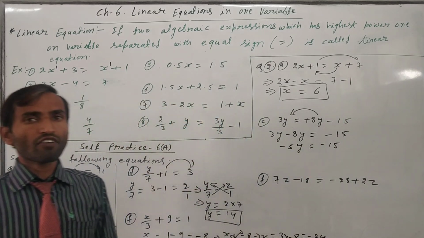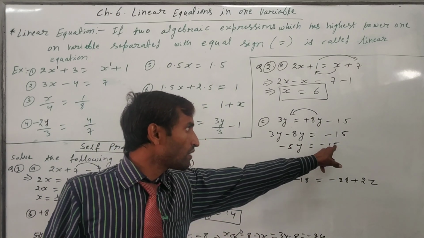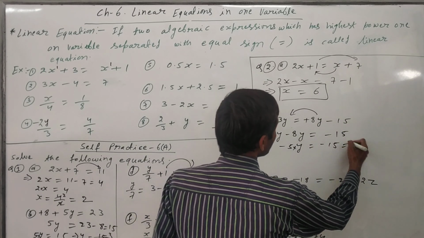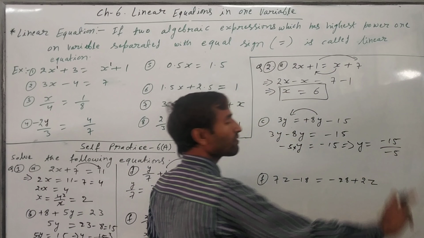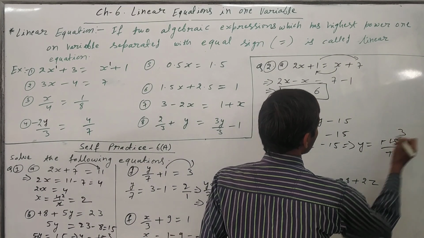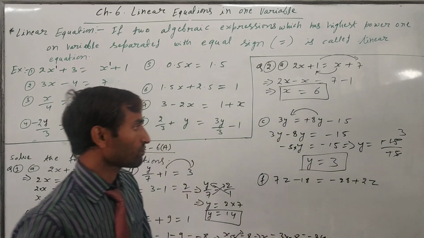Now again we have to find the value of y. So again we will transpose this minus 5 to this side. Here the multiply sign is there, so this will go to that side. Then y will come minus 15 divided by minus 5. It will go as divide. Minus minus will get cancelled and 5 3s are 15. So y value is equal to 3. Final answer is y is equal to 3.